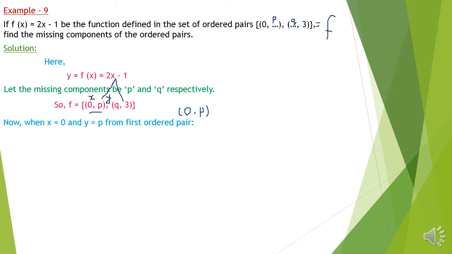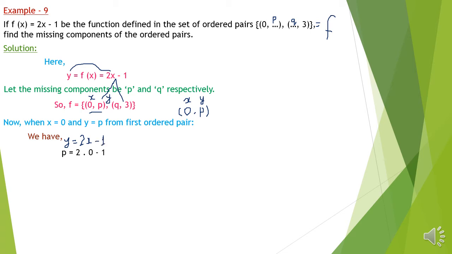Here x is equal to 0 and y is equal to p, and we have our function y equal to 2x minus 1. Let's replace the values of x and y in our function. See, y, which is p, is equal to 2x, isn't it? X is replaced by 0, and minus 1.